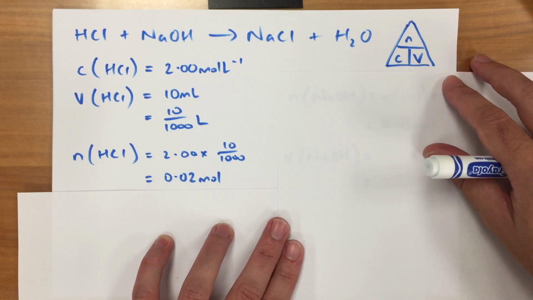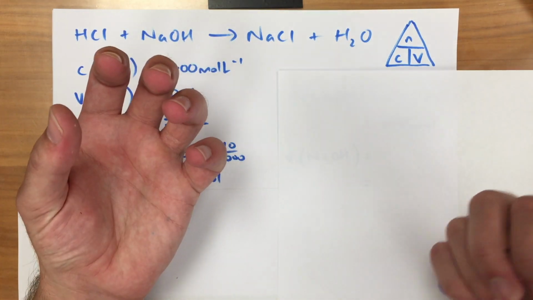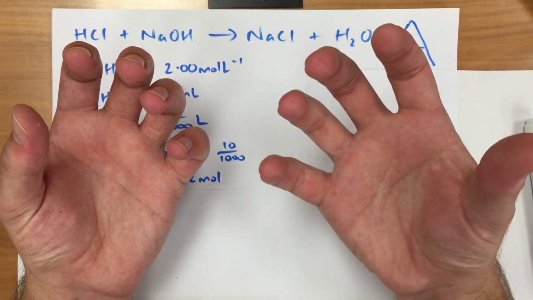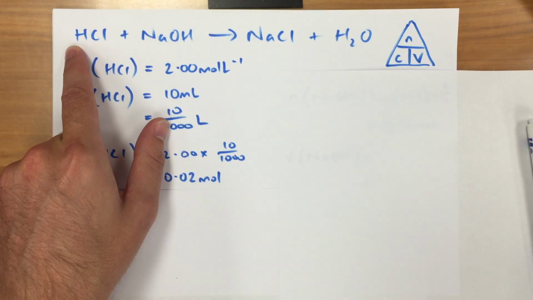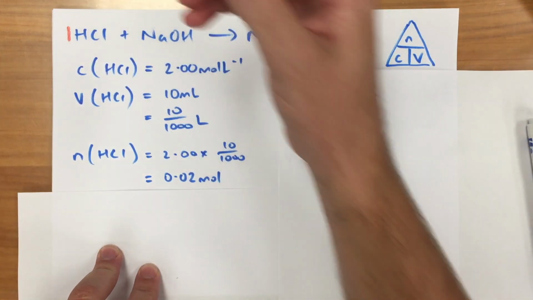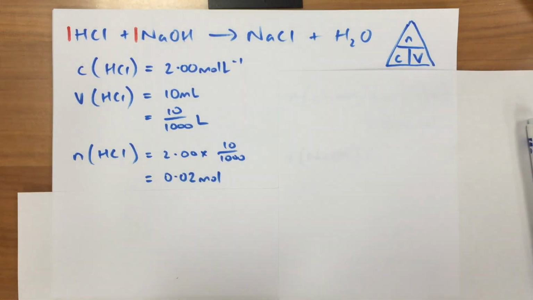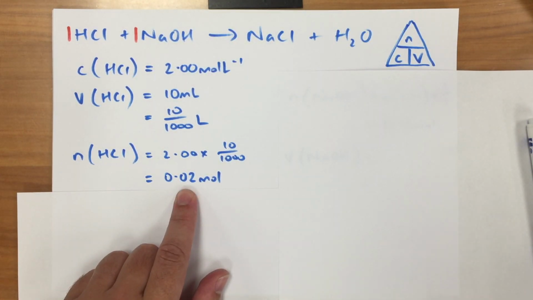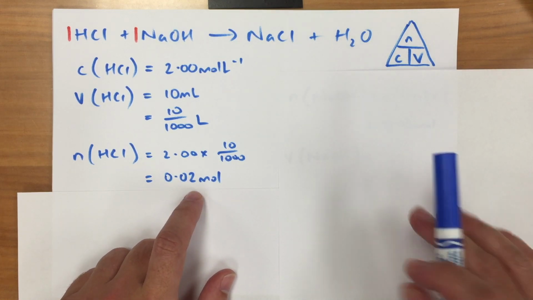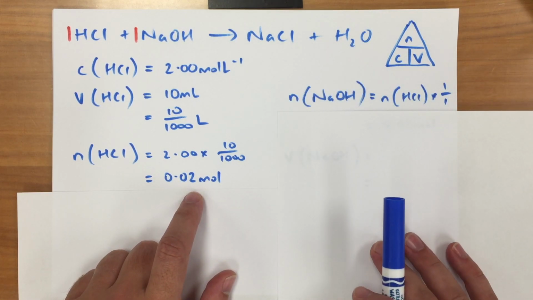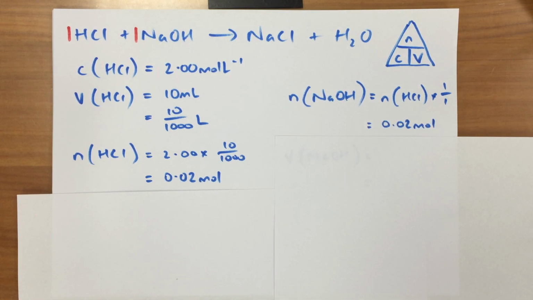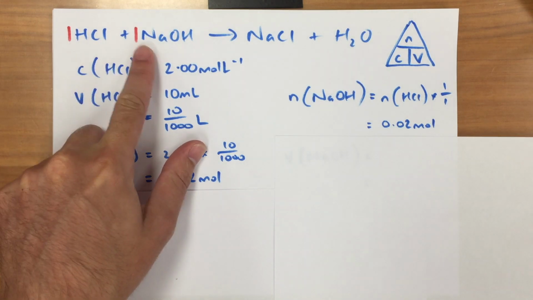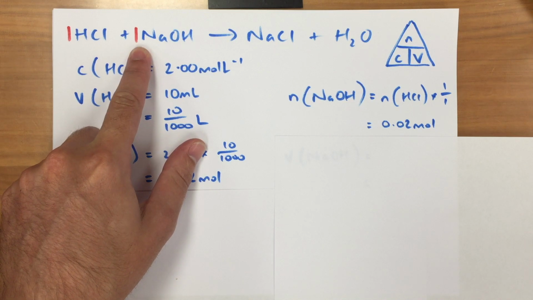So every mole of hydrochloric acid I put in there will have reacted completely with sodium hydroxide. And we can see here from the equation that every 1 mole of hydrochloric acid will have reacted with 1 mole of sodium hydroxide. So my 0.02 mole of hydrochloric acid that I put in at the start will have reacted with exactly the same amount of sodium hydroxide, which is 0.02 mole. So sodium hydroxide and hydrochloric acid number of moles are equal, and that's because we have a 1-to-1 ratio in our balanced chemical equation.